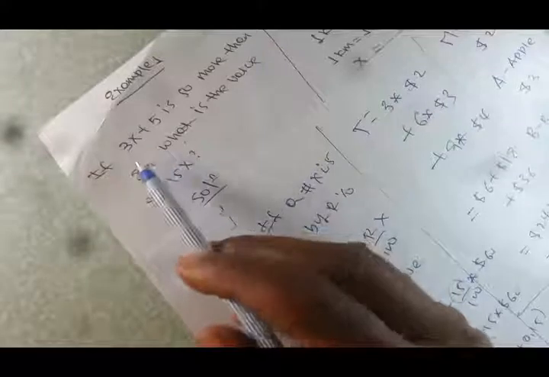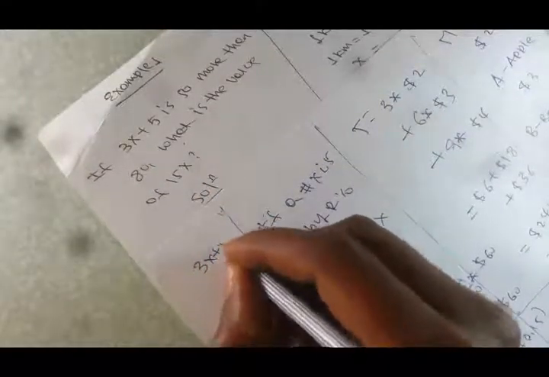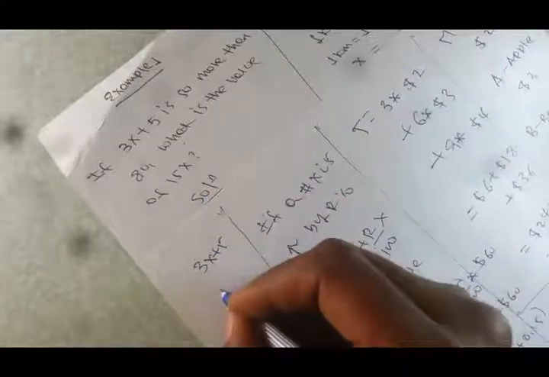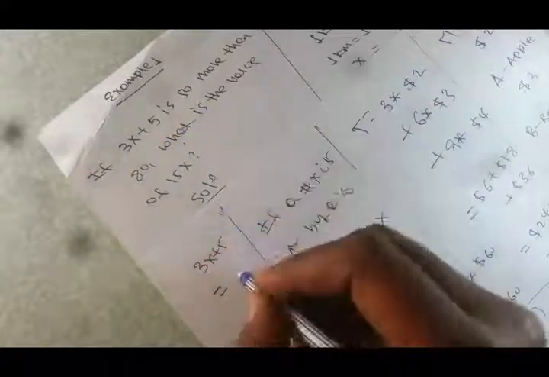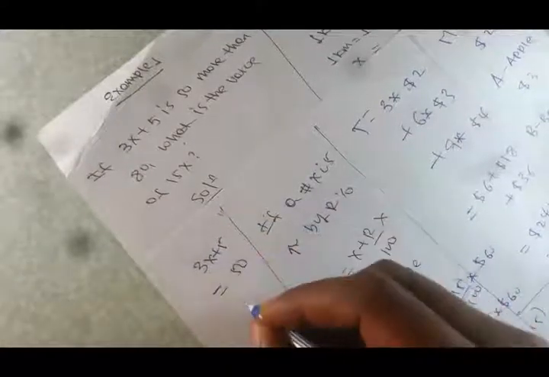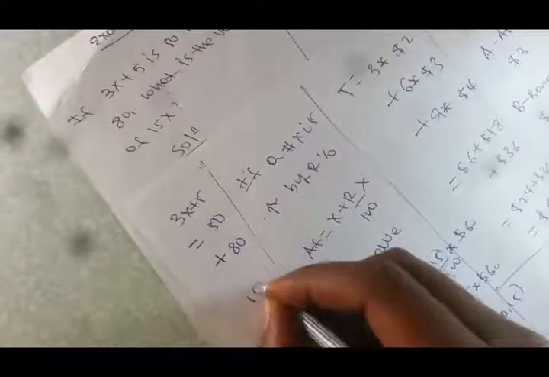Example 1 is given: if 3x plus 5 is equal to 15. Whenever you find "is", it means equals. Whenever you are given "more than", it means positive, or plus. And we are asked to find 15 times x.